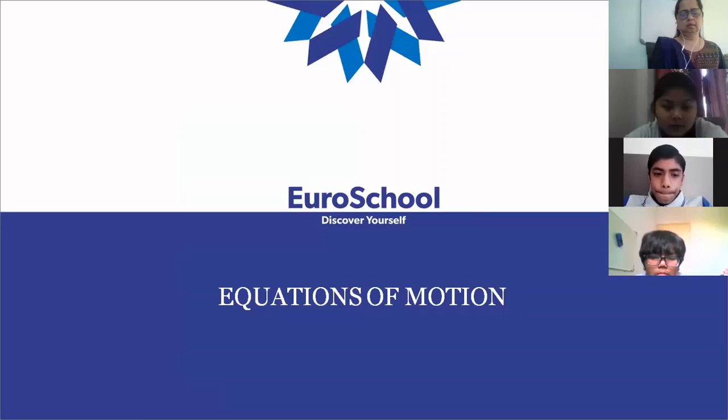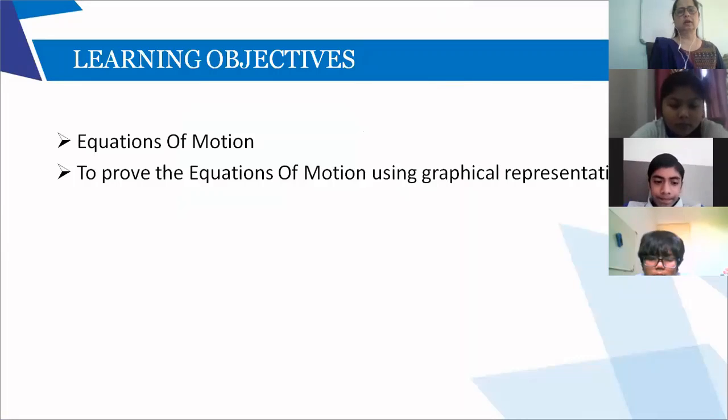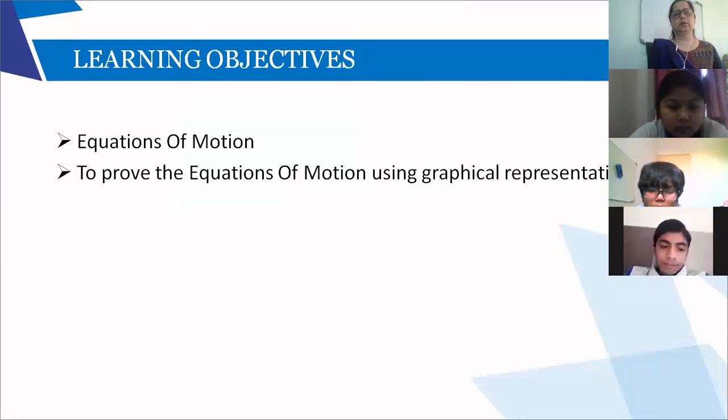Equations of motion. Okay, so this is another concept that is part C of your chapter. We will do the equations of motion, and there will be many numericals to be solved on this. We will do that next time, next week. So let's start. The learning objectives: equations of motion, and how to prove the equations of motion using a graphical representation. That is what we are going to do.